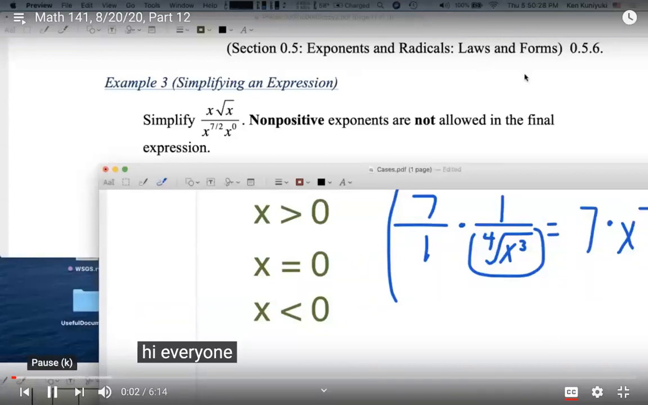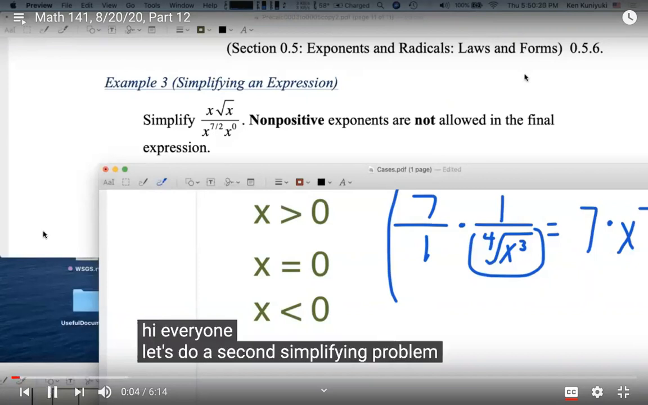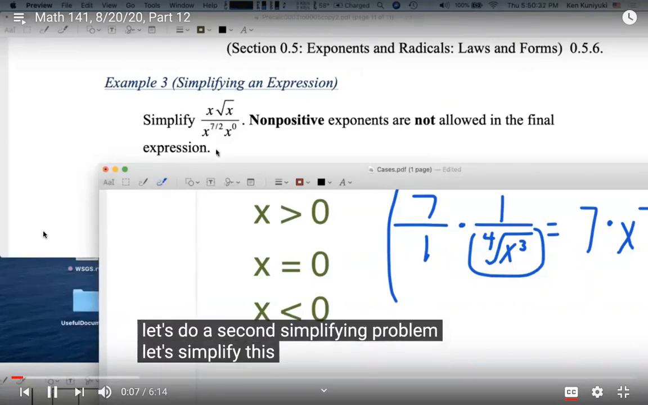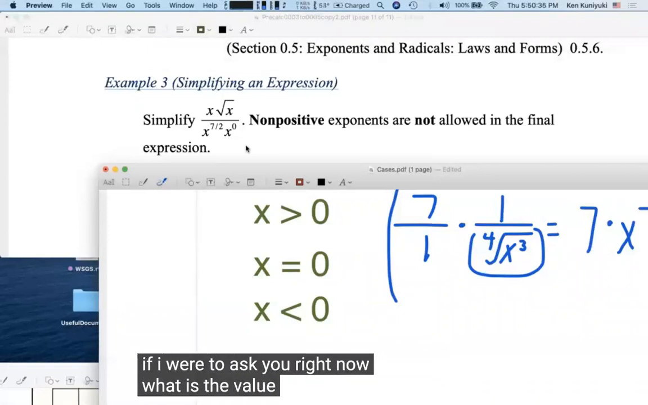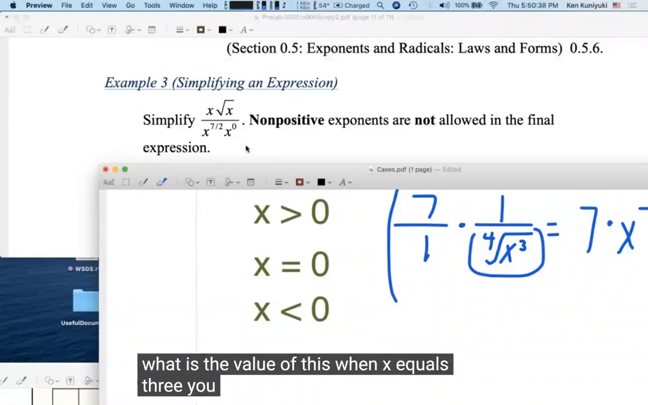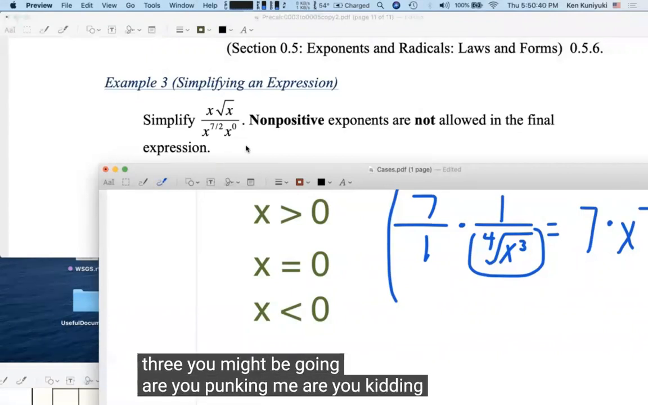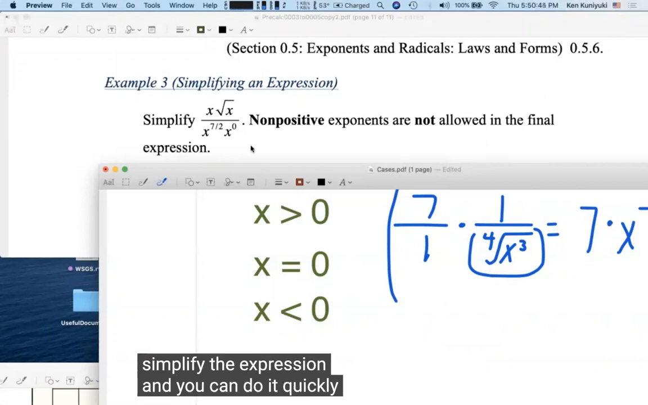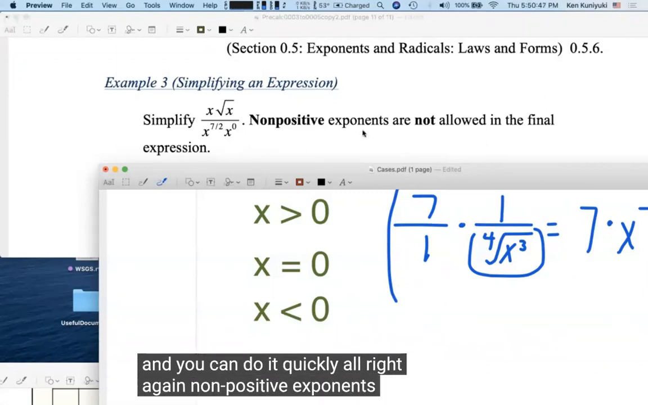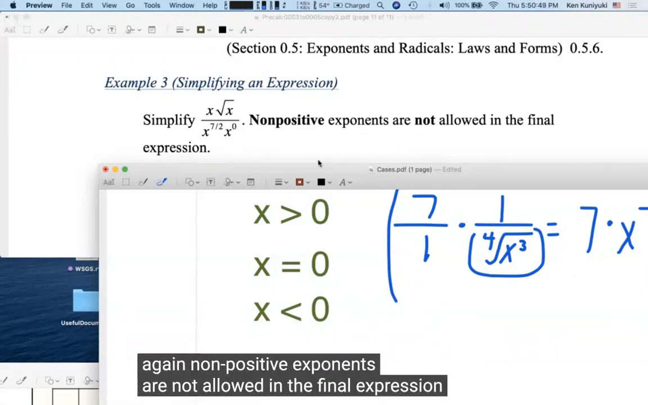All right. Let's do a second simplifying problem. Let's simplify this expression in x. Now, if I were to ask you right now, what is the value of this when x equals 3? You might be going, are you punking me? Are you kidding me? No, simplify the expression and you can do it quickly. Again, non-positive exponents are not allowed in the final expression.